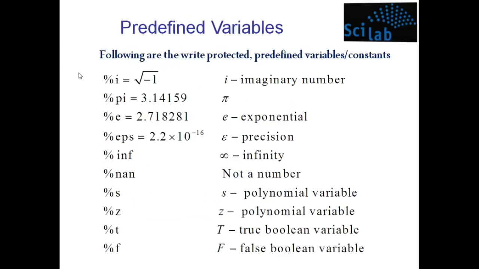The predefined variables. The variable names preceded by the percentage symbol are special variables that are used often and therefore predefined by Scilab. It includes imaginary number, pi, exponential, precision of Scilab, which depends on the operating system or the machine you are using, infinity, not a number, polynomial variable, Boolean variables, true and false.